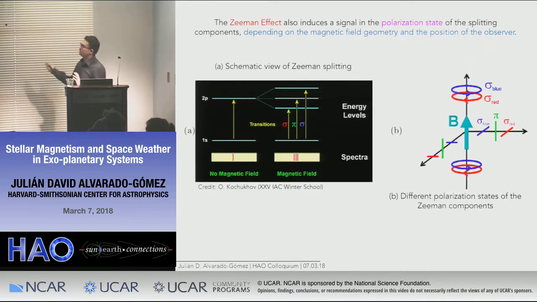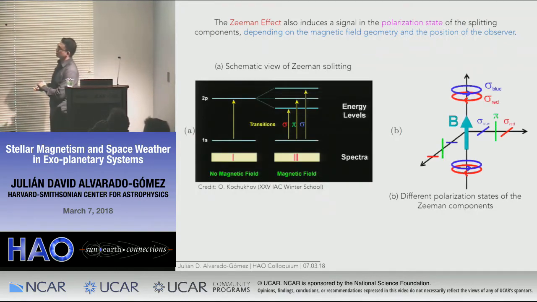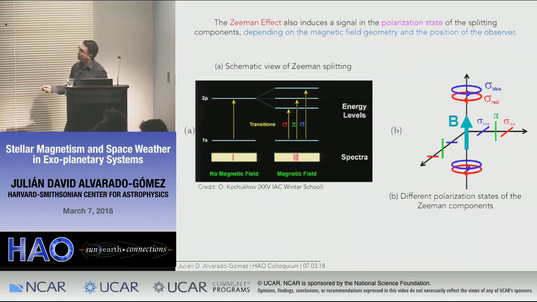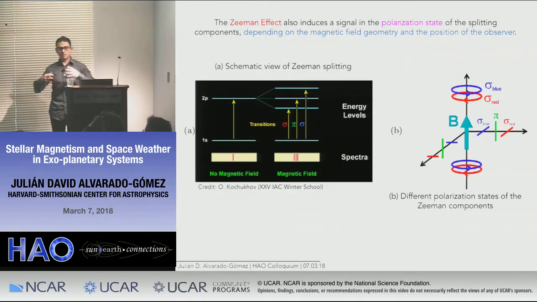So this is just a schematic view taken from Oleg Kochukov from a winter school back in the Canary Islands. When you don't have a magnetic field, you have this simple relation, just a single transition, and when you turn on the magnetic field, you have the splitting, and one of the components has less energy, another one has more energy, and depending on the geometry of the situation, if you're looking at the same direction of the field, you will see these components in a circularly polarized fashion, and if you see it from a perpendicular direction, you will see it in a linearly polarized fashion.